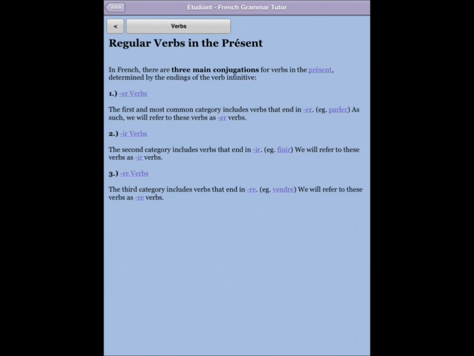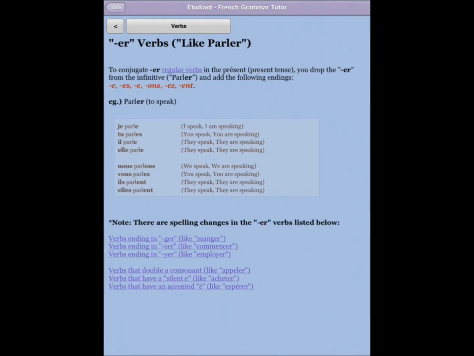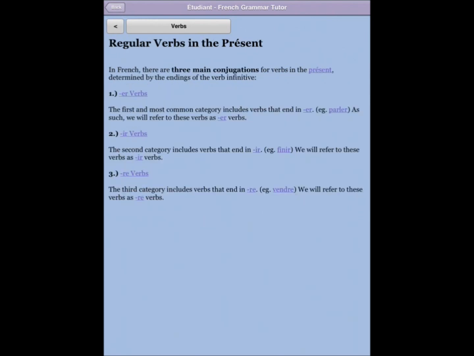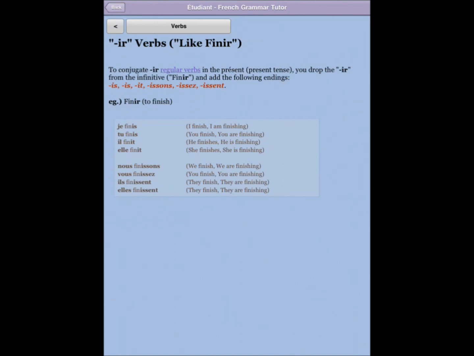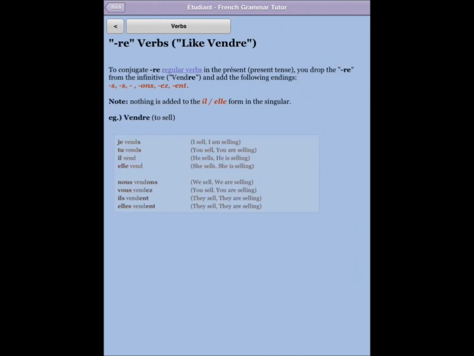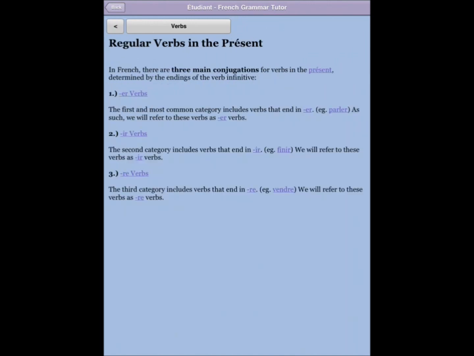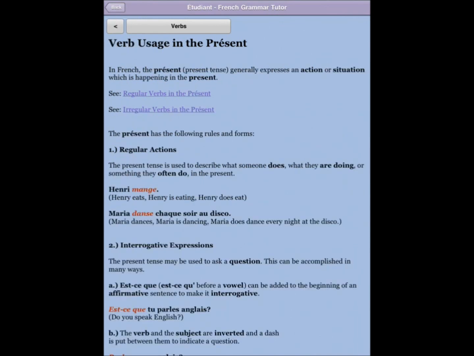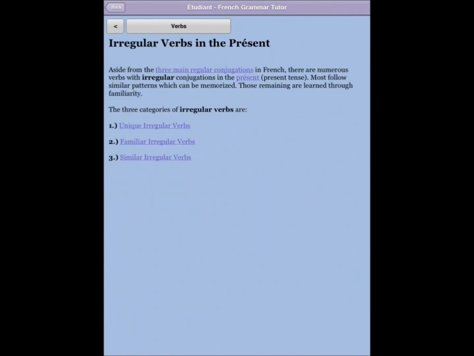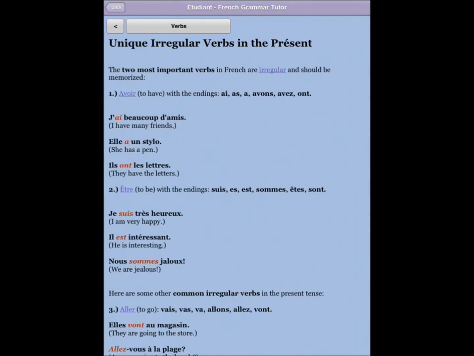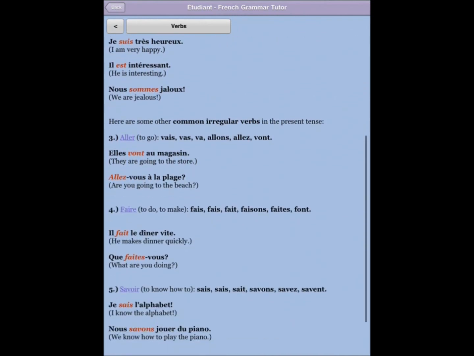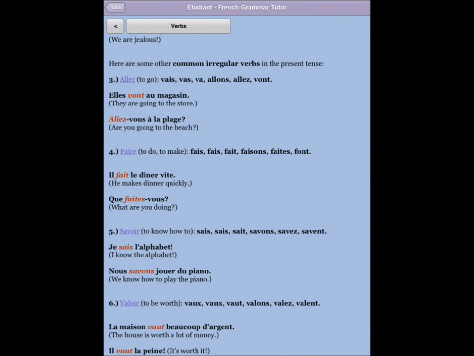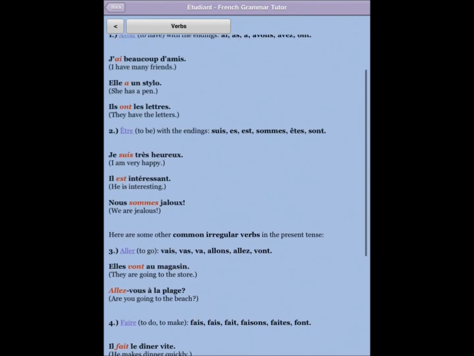Of course, there are 3 main categories: ER verbs, IR verbs, RE verbs. How about some irregular verbs in the present tense? There are some unique irregular verbs. Avoir, être, aller, faire, savoir, and valoir are all unique.